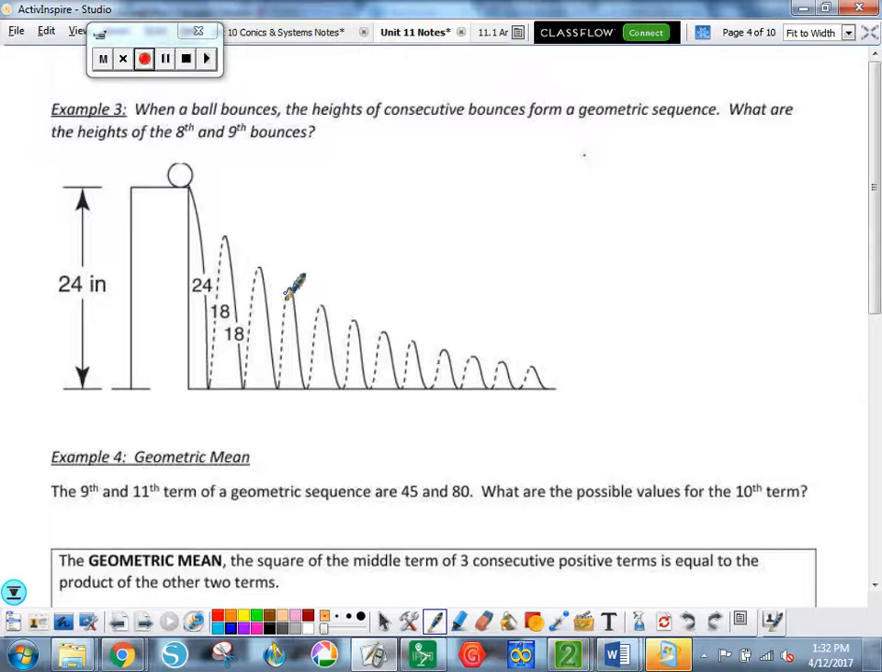Well, first let's talk about this. Read the problem one more time, see if you can figure out what the question is asking. And then see if you can figure out which one of these is the 8th and the 9th bounce. What are the heights of the 8th and the 9th bounce? So if we make a game plan, we need to find the ratio. We need to figure out what a sub 1 is. And then we need to write the equation so that we can plug it in.